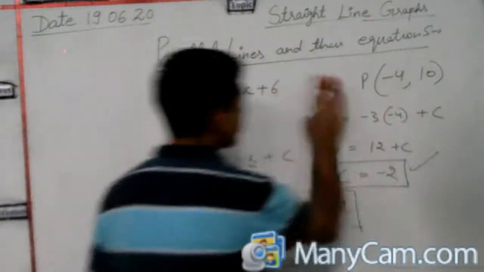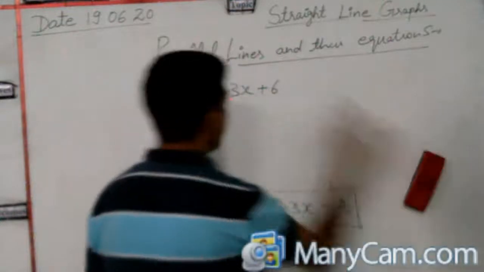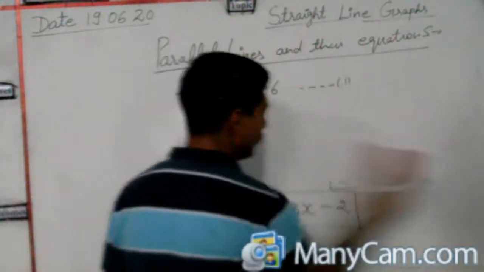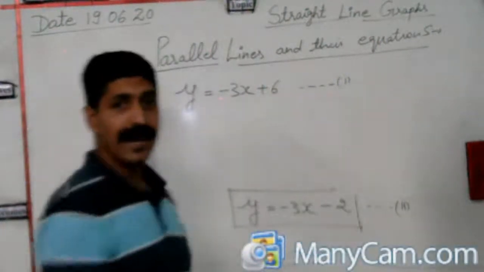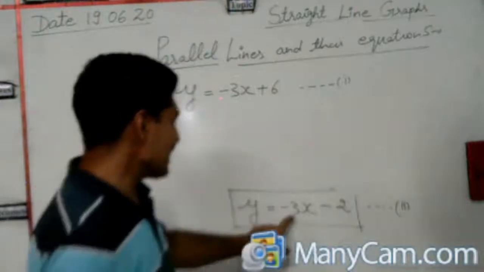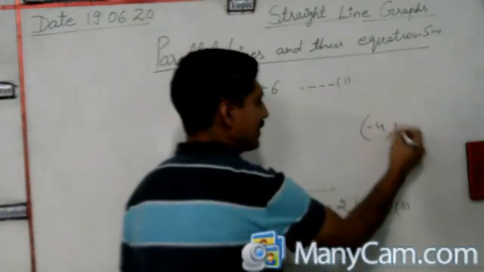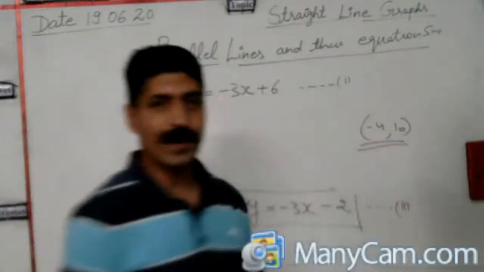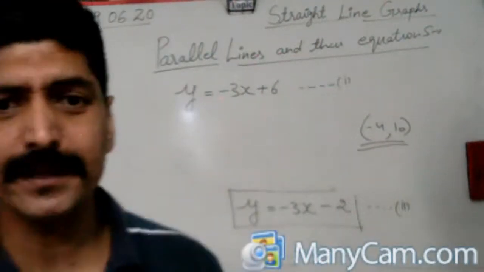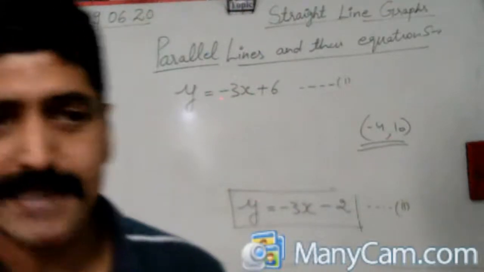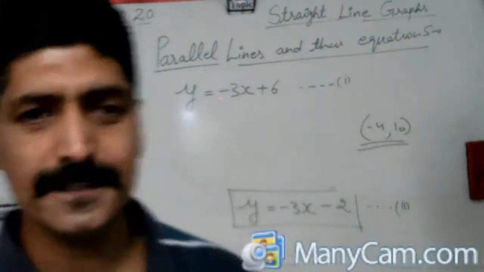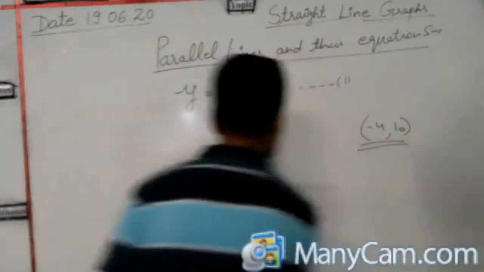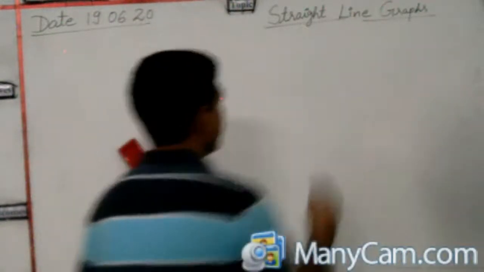These two lines, line 1 and line 2, are always parallel to each other, and this line passes through the point (-4, 10) also. So I hope you are clear with this topic. Like the parallel lines, we have the concept of perpendicular lines.